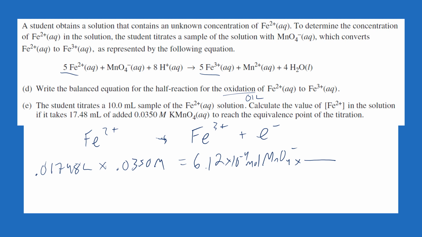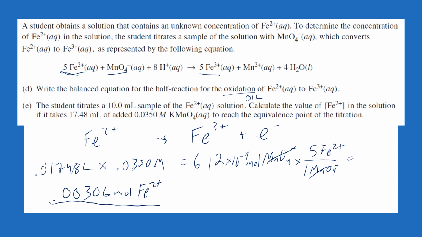And then we need to use a mole ratio. It's a 5-to-1 ratio there. So for every 1 MnO4 negative, there's 5 iron 2 plus ions formed. So if I multiply by 5, I'll write it down here, 0.00306 moles of the Fe2+ that must have reacted. And then we started with a 10 milliliter sample, or 0.01 liter sample. So if I divide, I get 0.306 molar Fe2+ concentration.